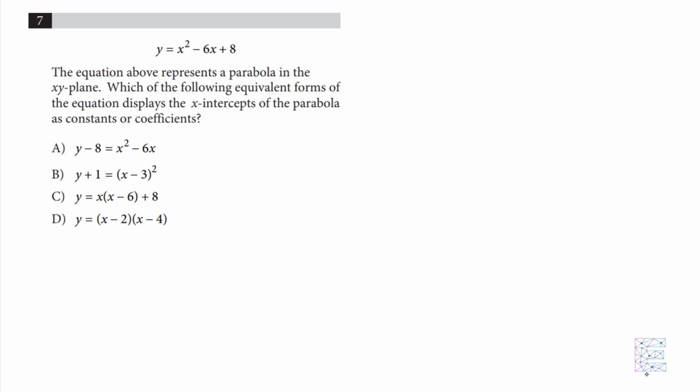The equation above represents a parabola in the xy plane. Which of the following equivalent forms of the equation displays the x-intercepts of the parabola as constants or coefficients? So a parabola is just the name of a U-shaped graph of a quadratic function. And we saw that parabolas can either open upward or they could even be upside down. So that's what a parabola is.